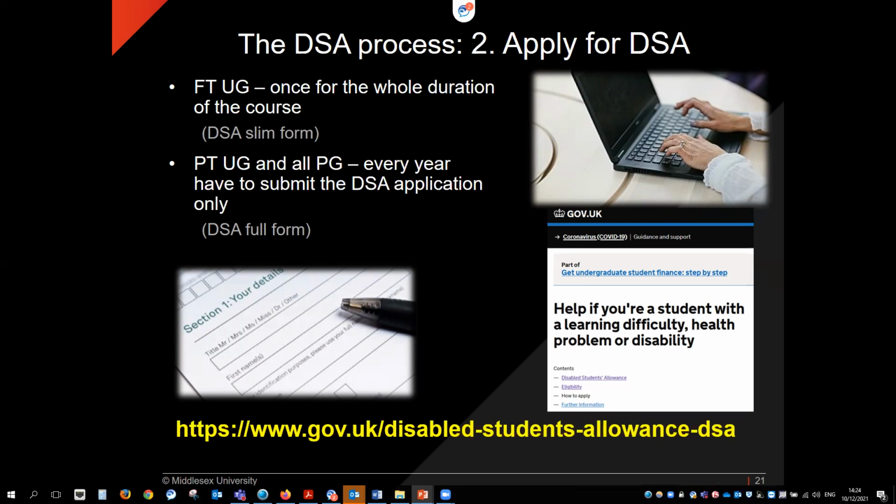Now, for students who are on full-time undergraduate courses, they apply once. So they can apply once, and then the DSA rolls over every year. Okay, but for students on part-time courses, or students who are on postgraduate programs, they have to fill in the DSA form every year, but they don't have to supply the medical evidence. They only supply the medical evidence the first time they apply. Okay, so just to make it clear. Can be done online, can be done by paper.